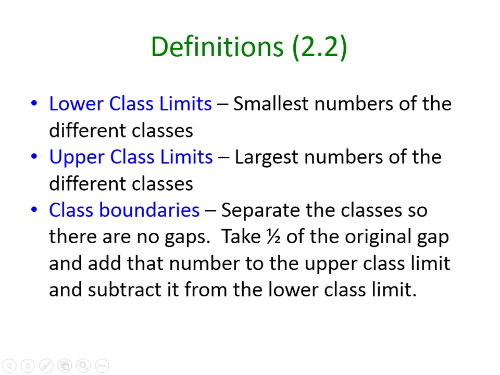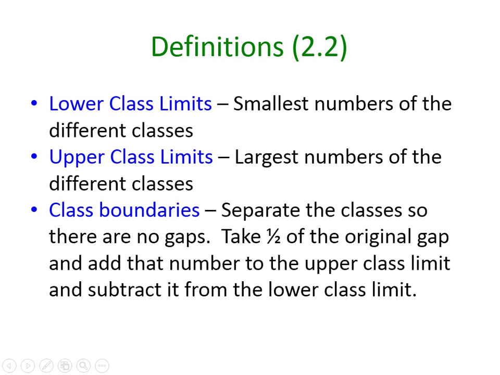Notice that there is no overlap. It went from 60 to 69, then it jumped from 70 to 79. There's no doubt where each number lands. You don't say it goes from 60 to 70 and then goes from 70 to 80, because then you don't know where you put 70. You have no overlap when you're talking about these frequency distributions. The class boundaries separate the classes so that there are no gaps.